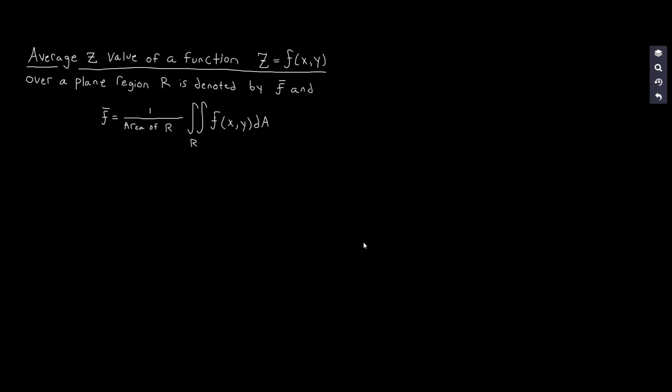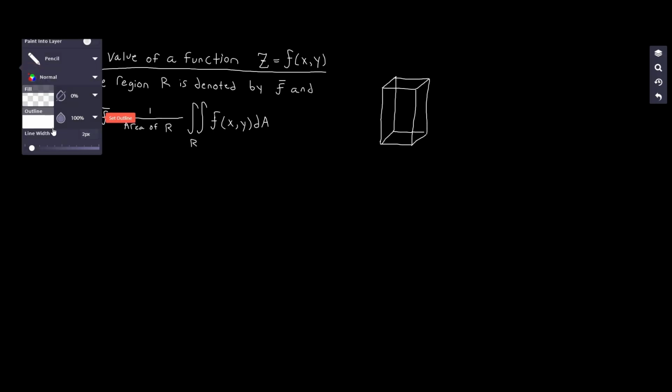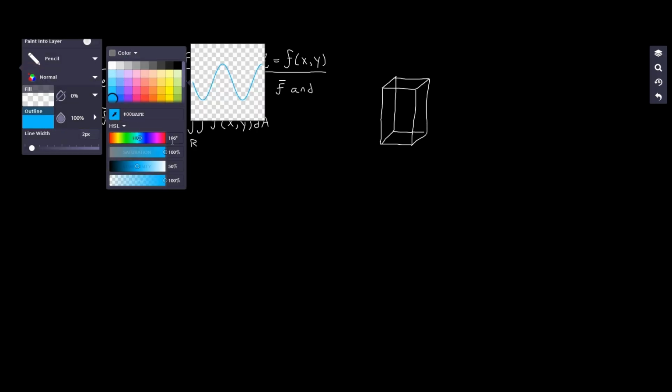Let's begin our discussion on the average z-value of a function over a plane region R, which is denoted by f bar. f bar equals 1 divided by the area of the region times the double integral of f of x and y. So, we look at this and we're like, okay, but what is a volume? All this time we were talking about volumes, but what is a volume?